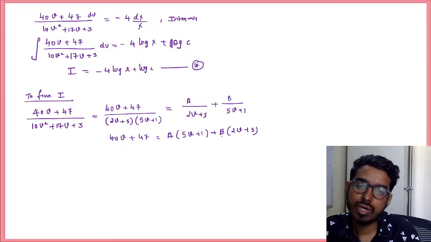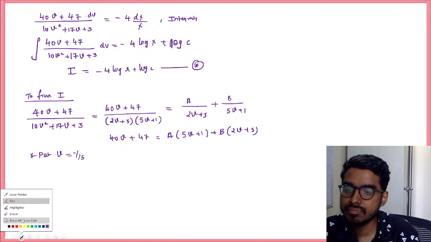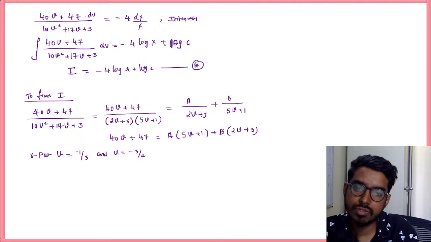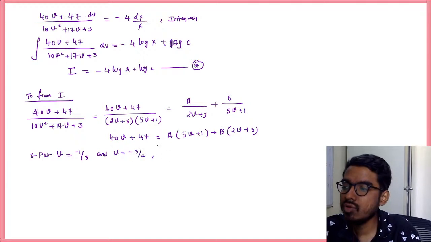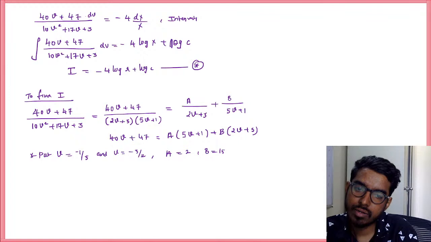Okay, now solve for a and b. Put v to be equal to minus 1 by 5. Very simple, right? Put v to be equal to minus 1 by 5, and v to be equal to minus 3 by 2, right? 2v is equal to minus 3. You will get the value of a and b. So you will have a to be equal to 2, b to be equal to 15.